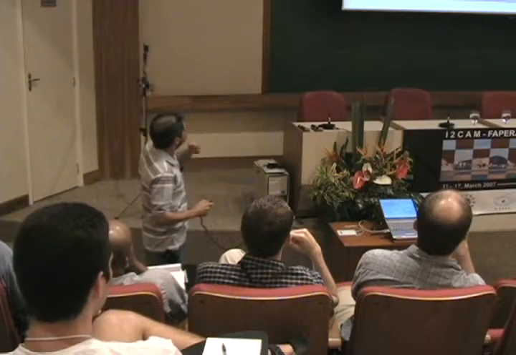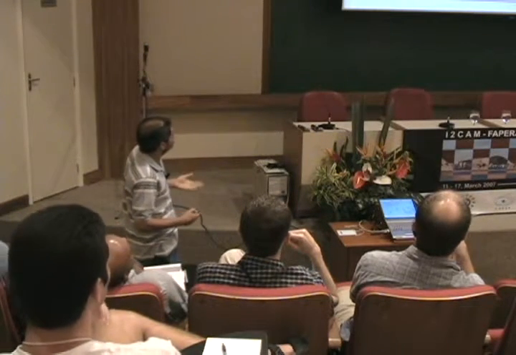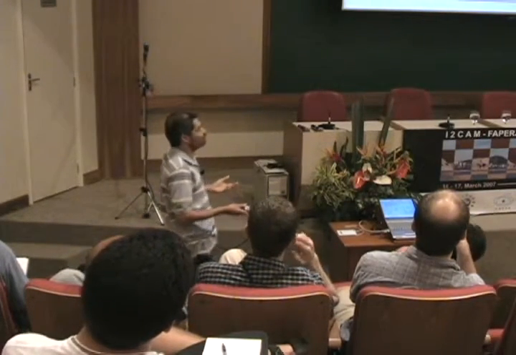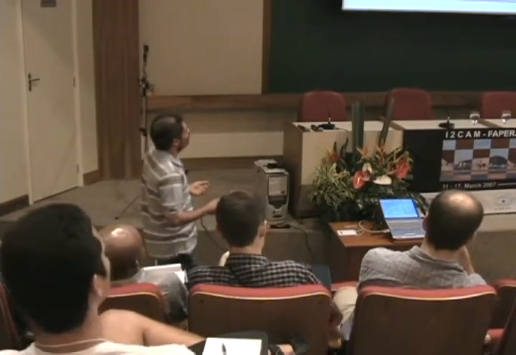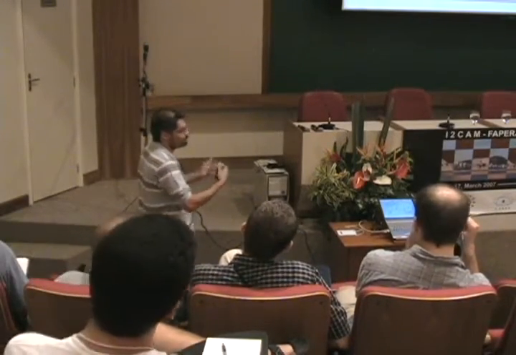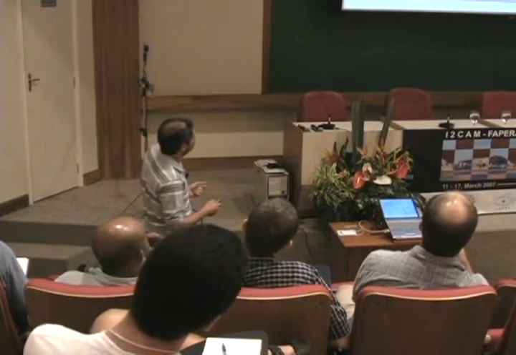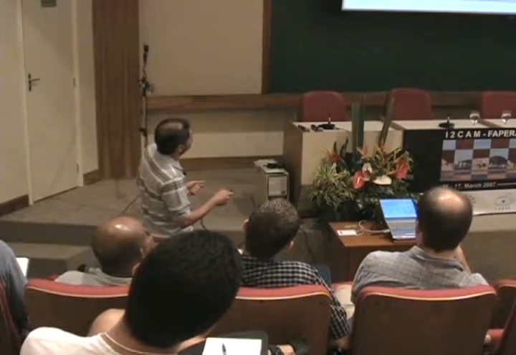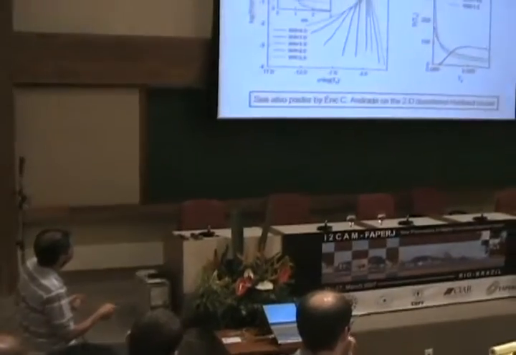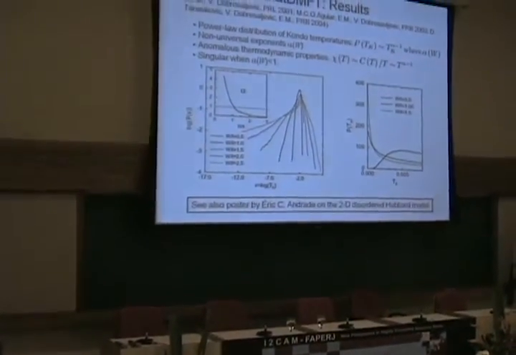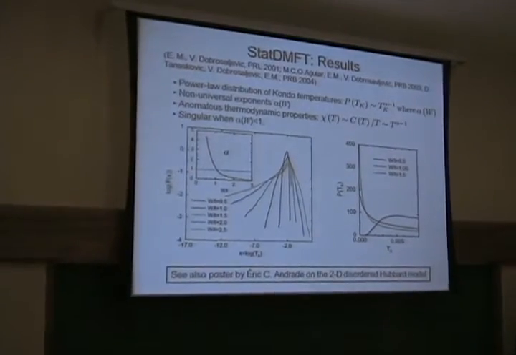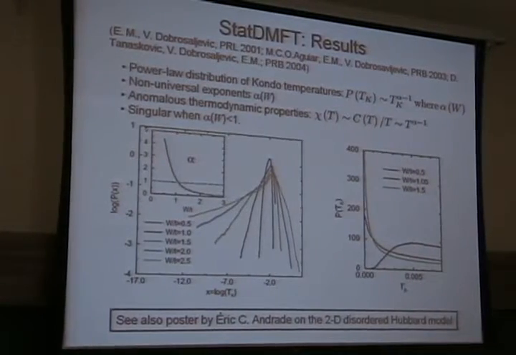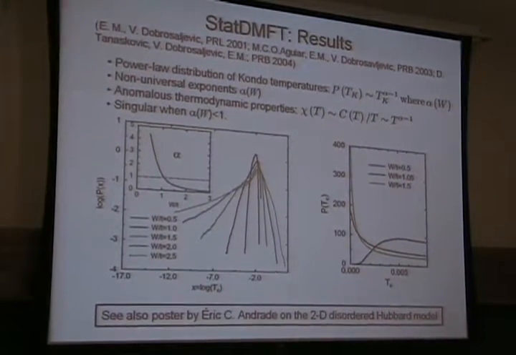Okay, so one of the applications of this method to, once again, a disordered Anderson model was made, and you remember we had a distribution of Kondo temperatures before, and it was actually fitted to the experiments, but now we can actually calculate what those distributions are. And one of the nice things we get is a power law distribution of Kondo temperatures with an exponent alpha, which varies with disorder. And if alpha becomes smaller than 1, then this is a divergent quantity. It's a singular distribution, and it gives rise to divergence in the thermodynamic responses of the system.